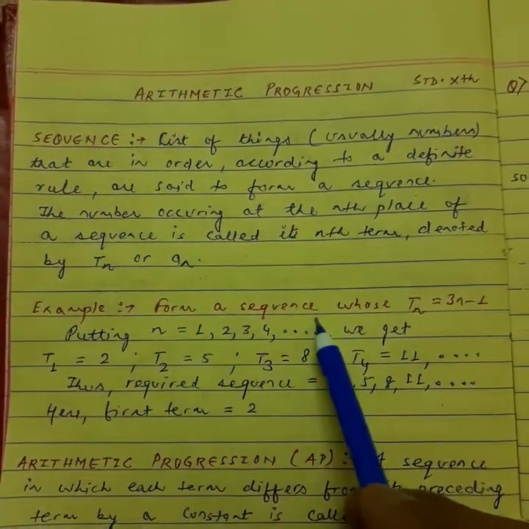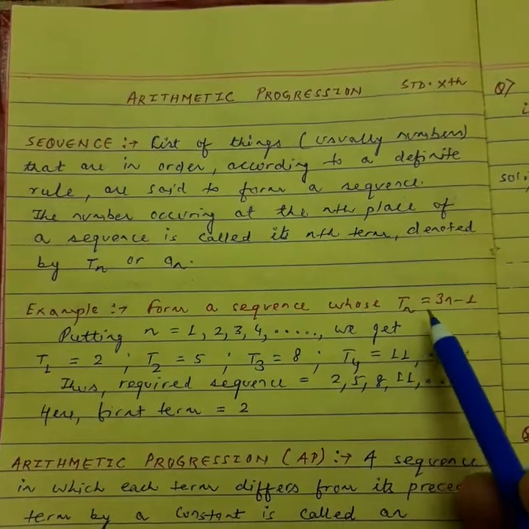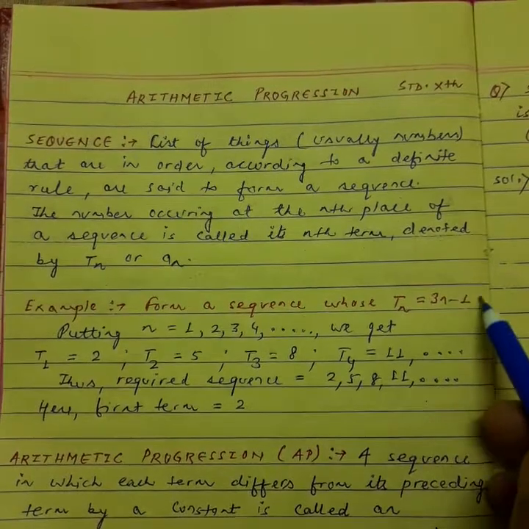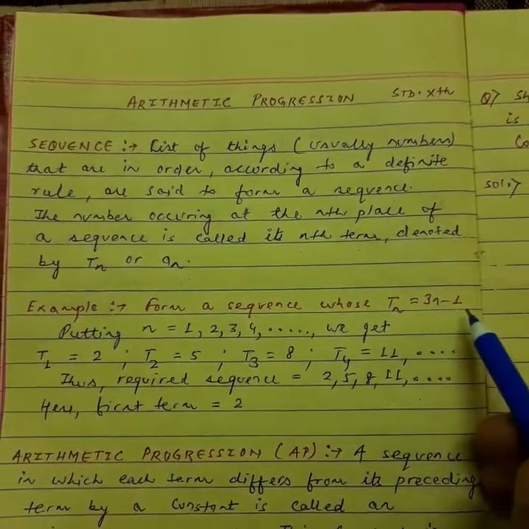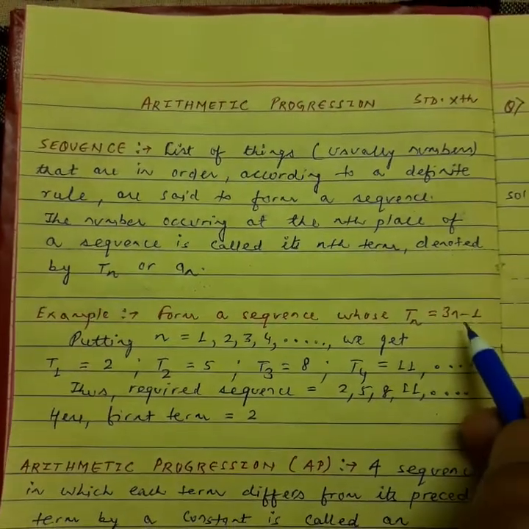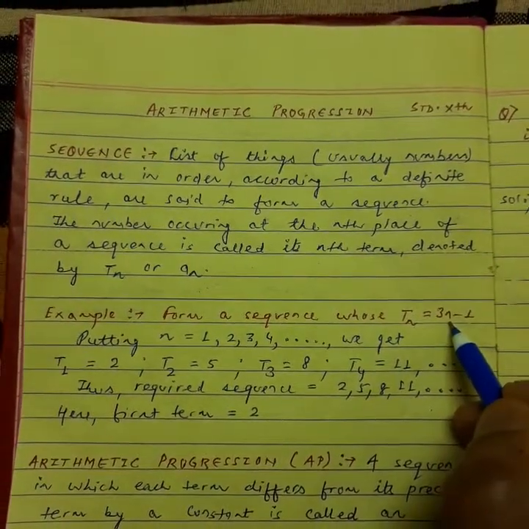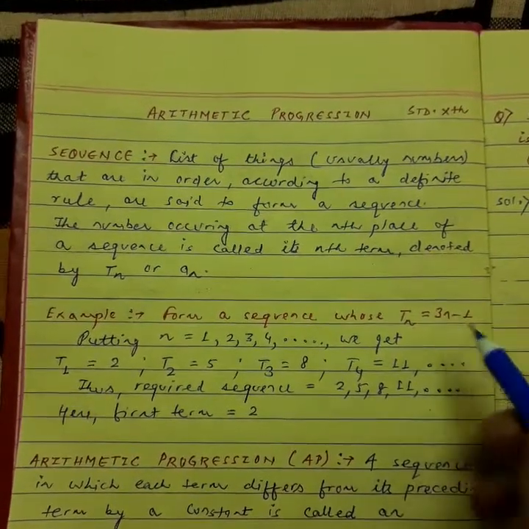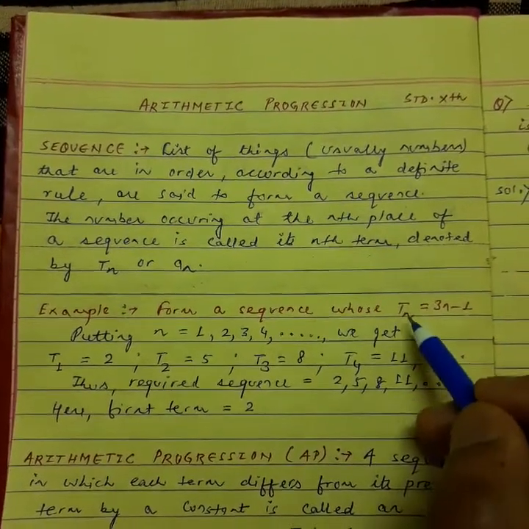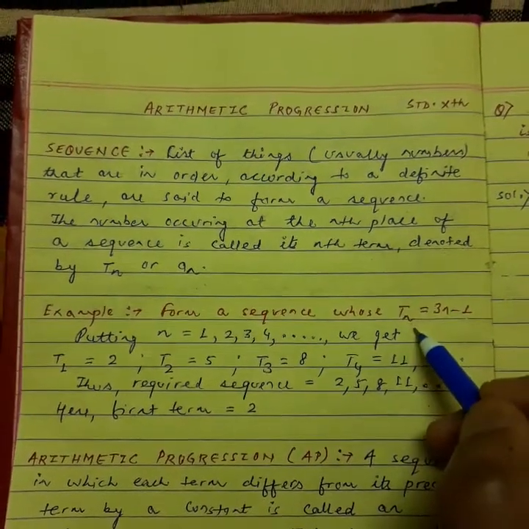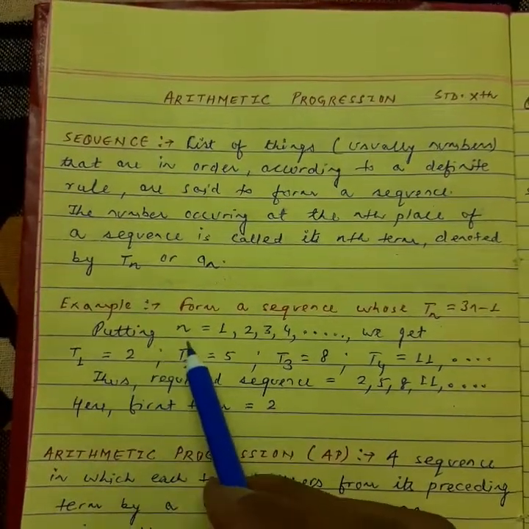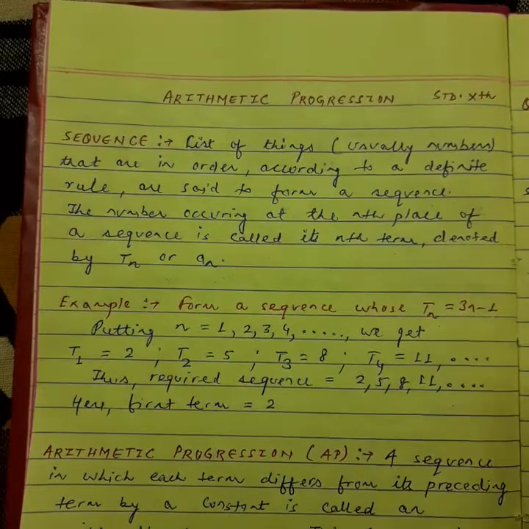Suppose we need to form a sequence whose nth term is given by 3n minus 1. So this is the nth term given, 3n minus 1. This is the definite rule. If I place 1, 2, 3 and so on in place of n here, automatically we can get the first term, second term, third term and so on for the given sequence. So let us put n as 1, 2, 3, 4 and so on.